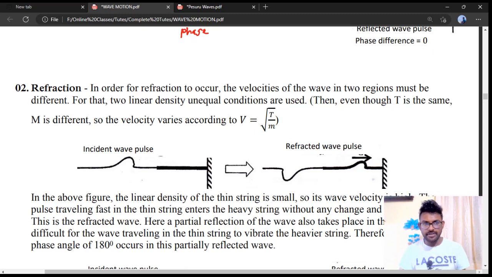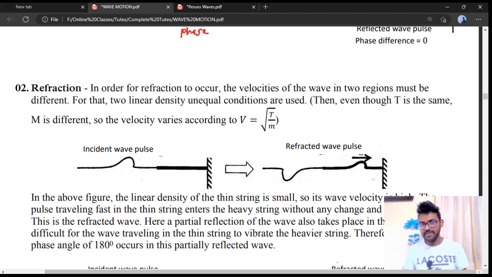So refraction is when you have two velocities, you have the propagation of a wave from one medium to another medium, and we say that is refraction. So how can we have two velocities, right? Two velocities, or basically construct two media from the same stretched string.